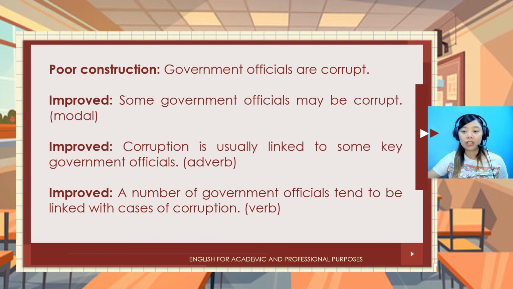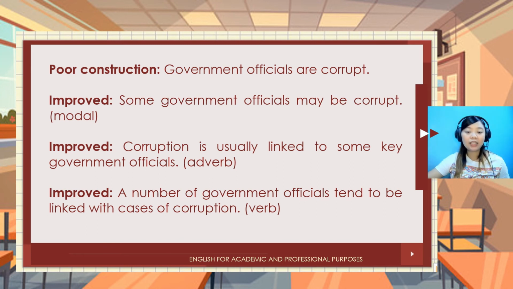Some government officials may be corrupt. So the word may is a modal, and it doesn't actually generalize the idea that all government officials are corrupt. They may be corrupt, but they may also not. Another improved sentence is: corruption is usually linked to some key government officials. So we have usually linked. So it only says that usually, but it's not all the time and it's not always. Corruption is usually linked to some key government officials.